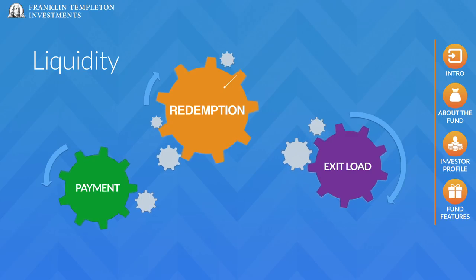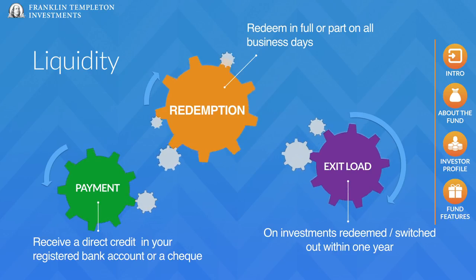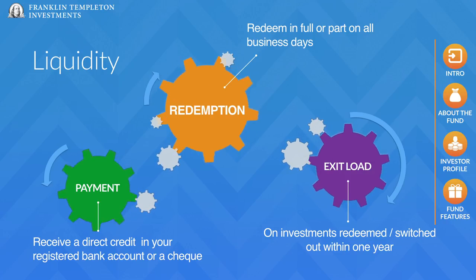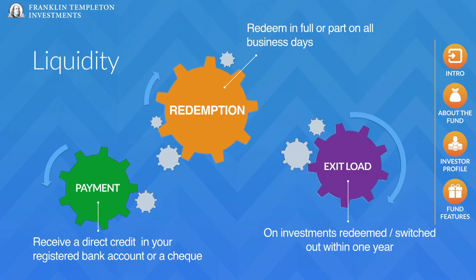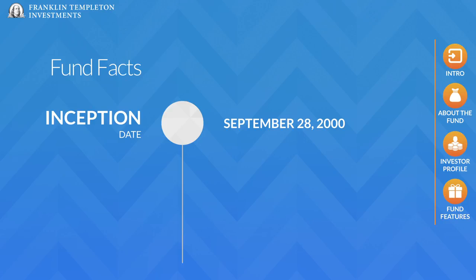Liquidity. You can redeem your investments in full or in part on any business day. The redemption amount is normally dispatched within 10 working days from the date of redemption. You could either receive this amount as a direct credit into your registered bank account or as a physical check which you can deposit into your registered bank account. Let's get to know some fun facts of the Franklin India Monthly Income Plan.